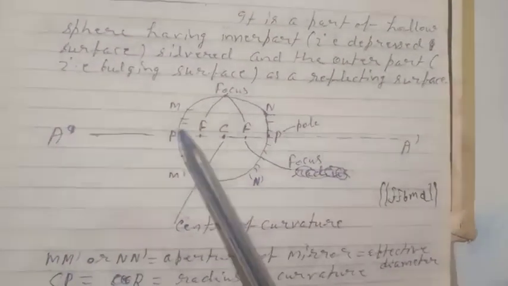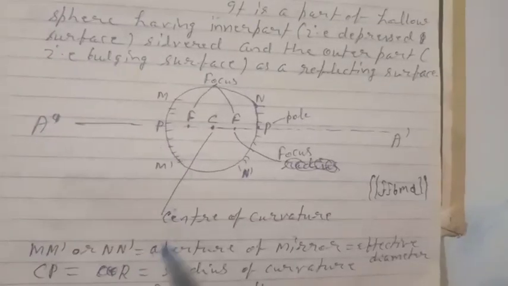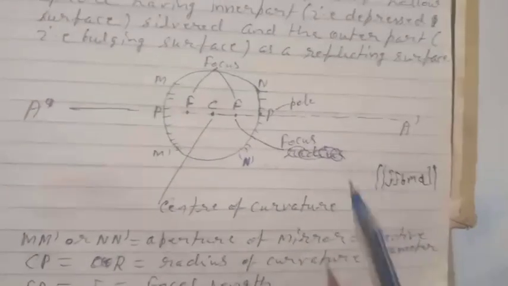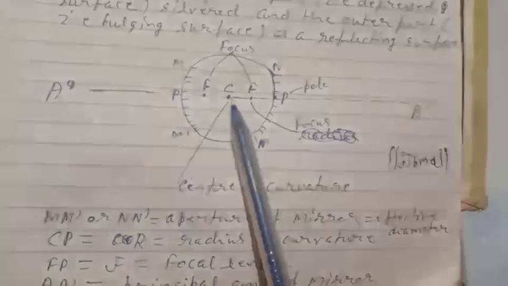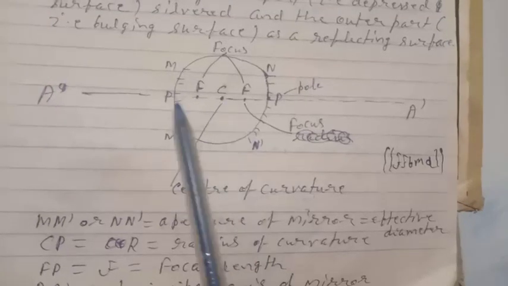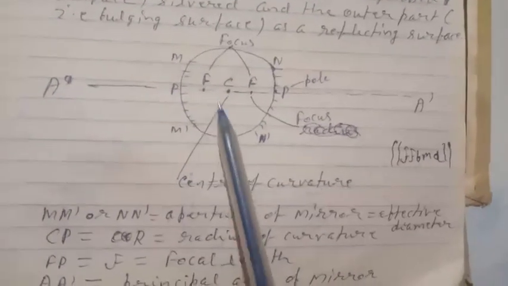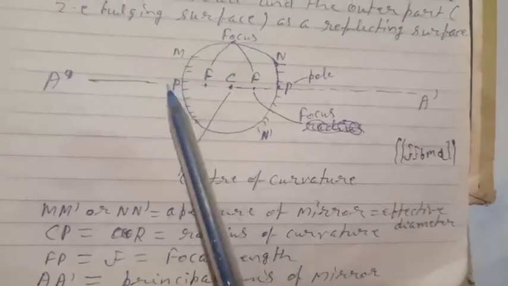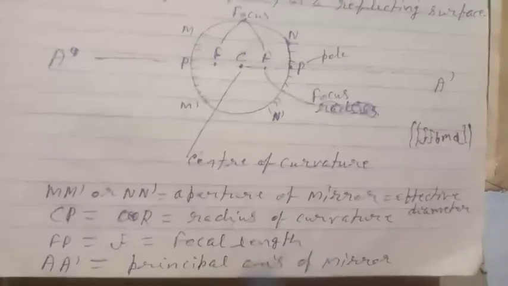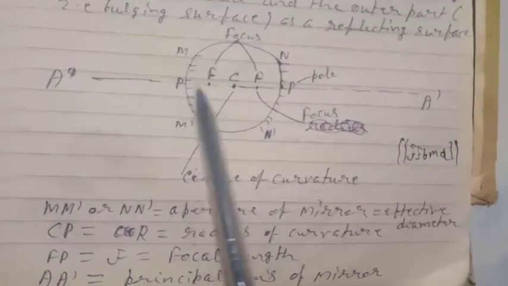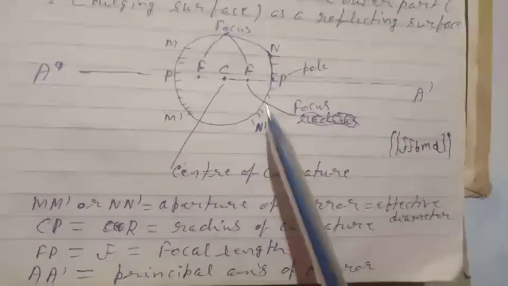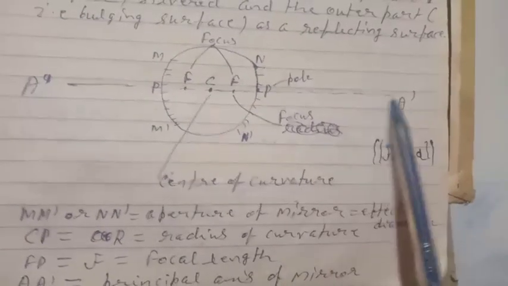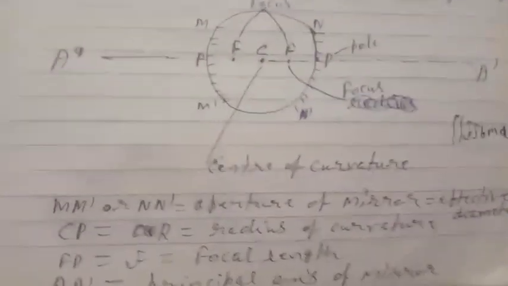Here MM dash or NN dash represent the aperture of mirror, that is effective diameter where reflection takes place, and CP, that is this distance, that is radius of a spherical part, R equals radius of curvature. This distance or this distance will be called radius of curvature. And FP, that is this distance, f equals focal length. Here this is a focal length. And AA dash, that is this line passing through the center of curvature, is principal axis of mirror.